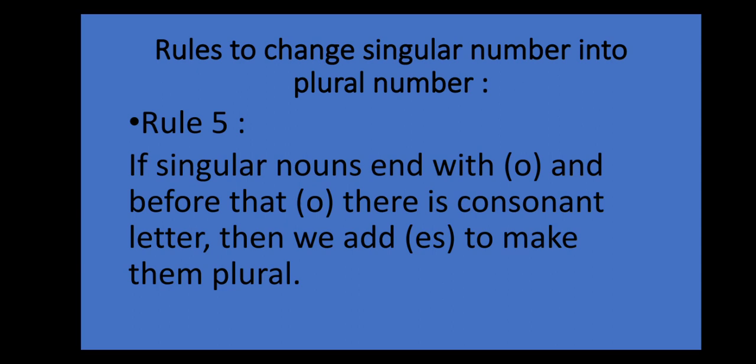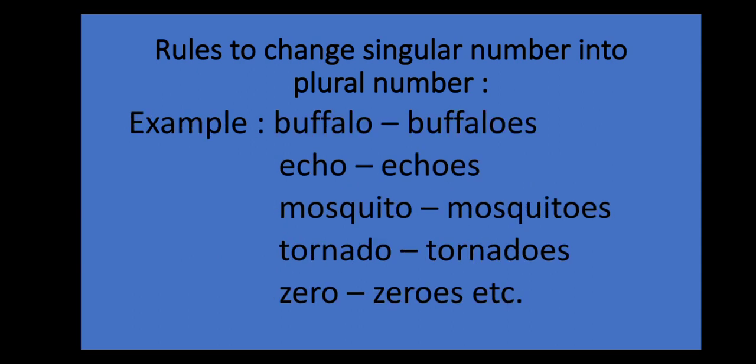If singular nouns end with o and before that o there is a consonant letter, then we add es to make them plural. Can you give some examples? Which words end with o and before that o there is a consonant letter? Yes, like buffalo, buffaloes, echo, echoes, mosquito, mosquitoes, etc.